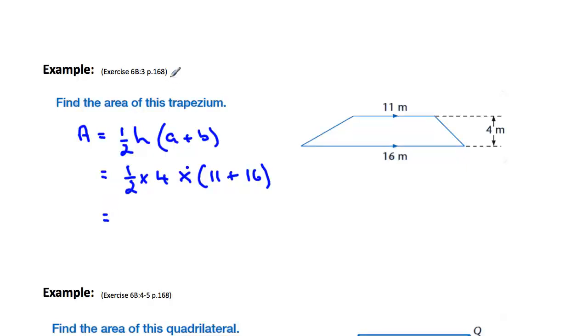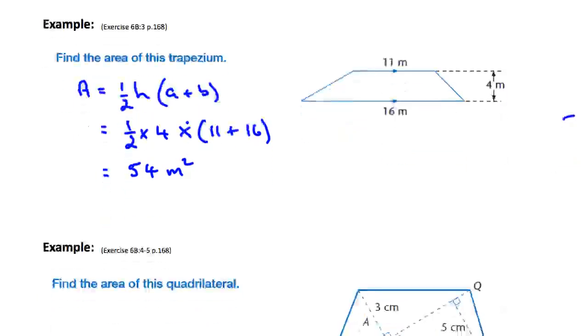So if we multiply all this together, we get 11 plus 16, times it by 4, and then halve it. If you check this out, you should get 54 square meters. Alright, so just watch out for that perpendicular height, because that's the part that catches people at times.